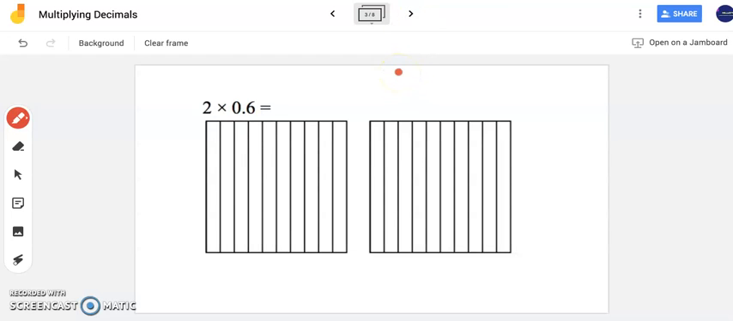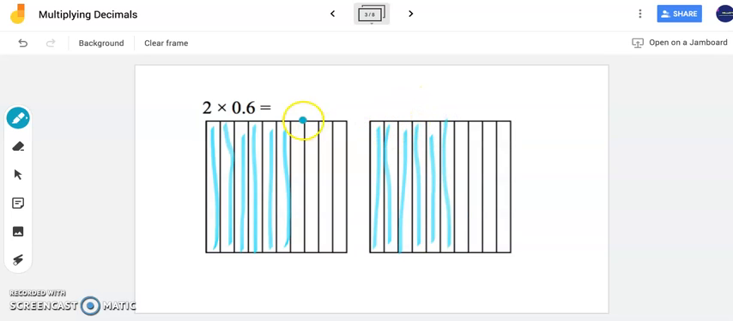For this next problem, we're also given another visual model. Here, we have 2 times 6/10. Now notice I have 2 whole rectangles here because I have 2 wholes in my problem. And we're multiplying that by 6/10. So I'm going to shade in my first whole: 1/10, 2/10, 3/10, 4/10, 5/10, 6/10. In my next whole, I'm going to shade in another 6/10: 1/10, 2/10, 3/10, 4/10, 5/10, 6/10.